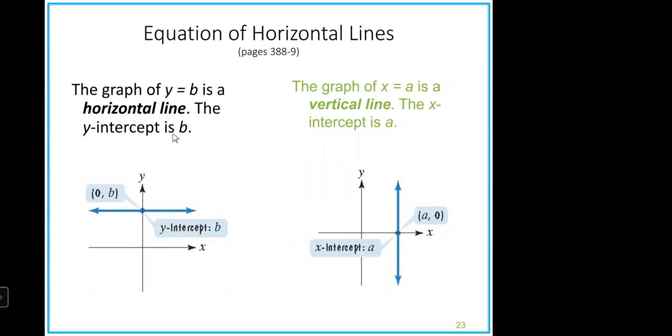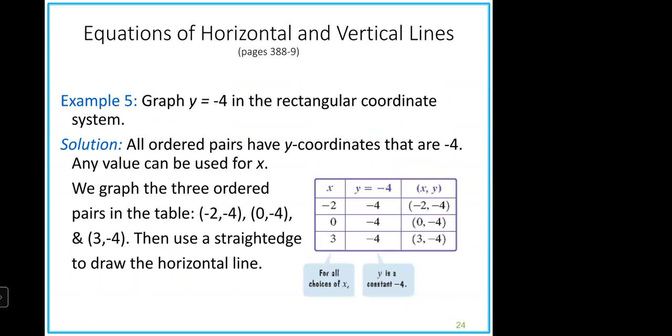number. So whatever number b is here, it means that the line will pass through that number on the y-axis. Whatever number a is here, it means that the line will pass through that number on the x-axis. So we'll look at an example. So here it says, example 5, graph y equal -4 in the rectangular coordinate system. That just means to draw a graph of it using a graph sheet or graph paper.